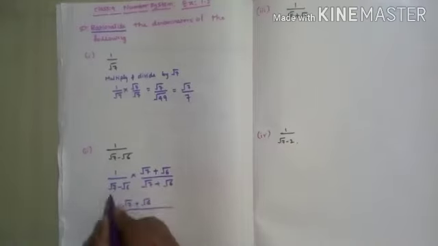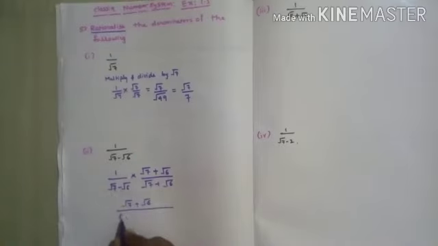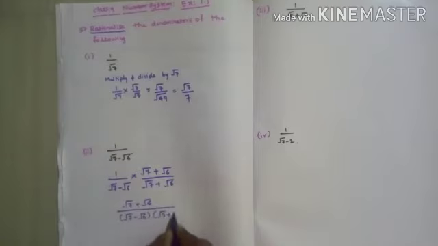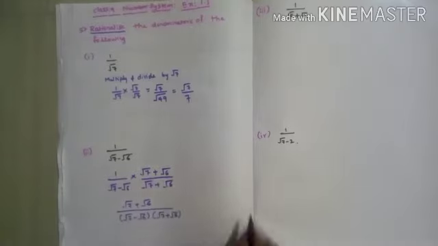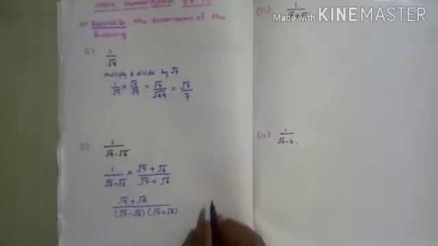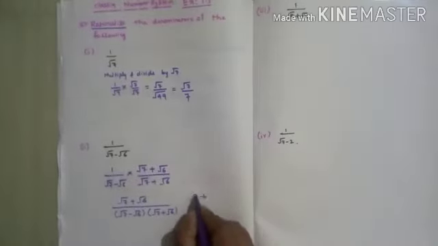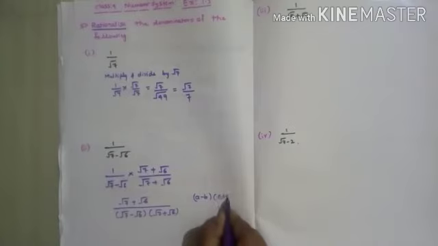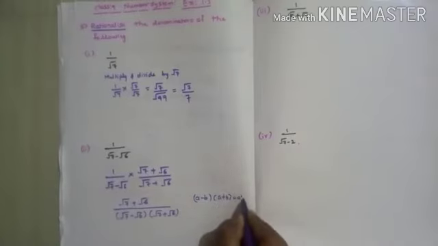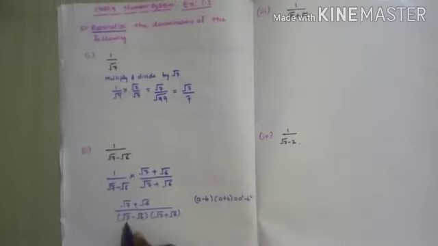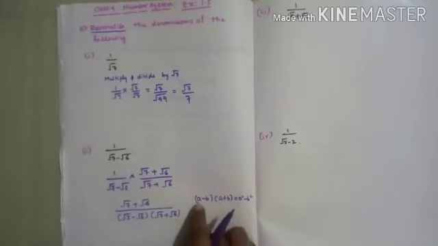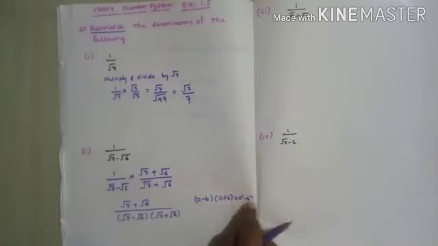Now the denominator, you observe, you are multiplying these two. I will write in brackets: root 7 minus root 6 in the bracket, root 7 plus root 6 in the bracket. To solve this, you can use the identity: a minus b into a plus b means a square minus b square. This identity we know. In place of a, root 7 is there; in place of b, root 6 is there. So a minus b into a plus b we can write as a square minus b square.